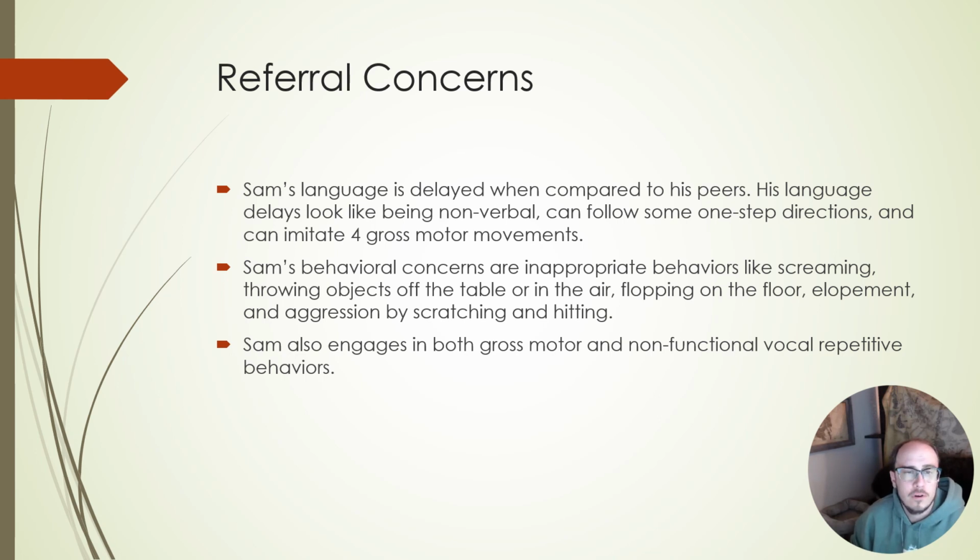At the time of his referral, Sam's family expressed concern in 3 major areas. The first was Sam's language. Sam's language is delayed when compared to his peers. His language delays look like being nonverbal. He can follow some one-step directions and can imitate 4 gross motor movements. His behavioral concerns include inappropriate behaviors like screaming, throwing objects off the table or in the air, flopping on the floor, elopement, and aggression, which looks like scratching and hitting. Finally, Sam also engages in both gross motor and non-functional vocal repetitive behaviors.